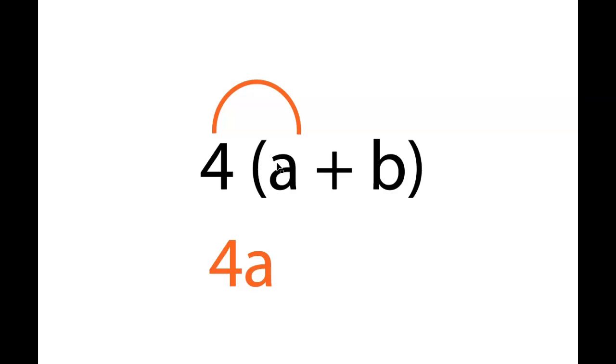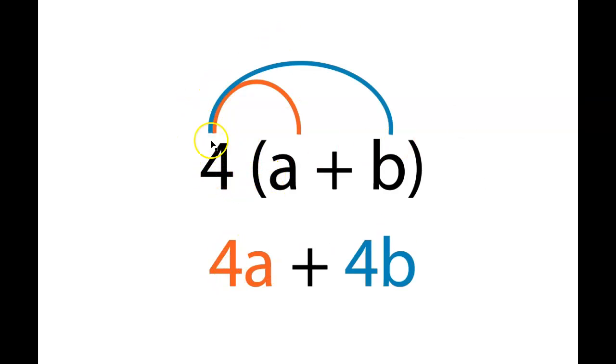So we have a whole curriculum. It's really great. 4 times a, 4a. Then we're going to do outside number times the second thing. 4 times b, 4b. And there we go. This is our final answer when we distribute it, right? When we say distribute this, it means, do your arcs and you get the thing.